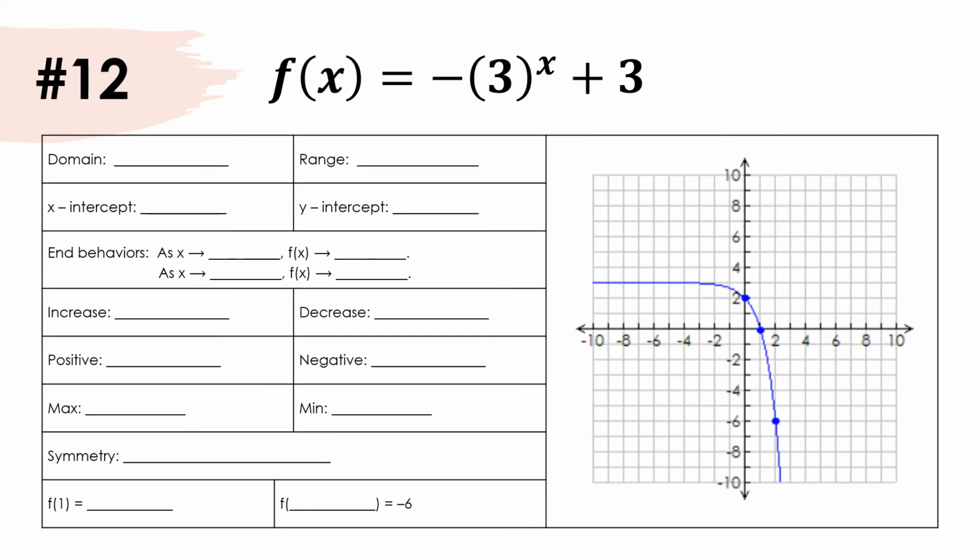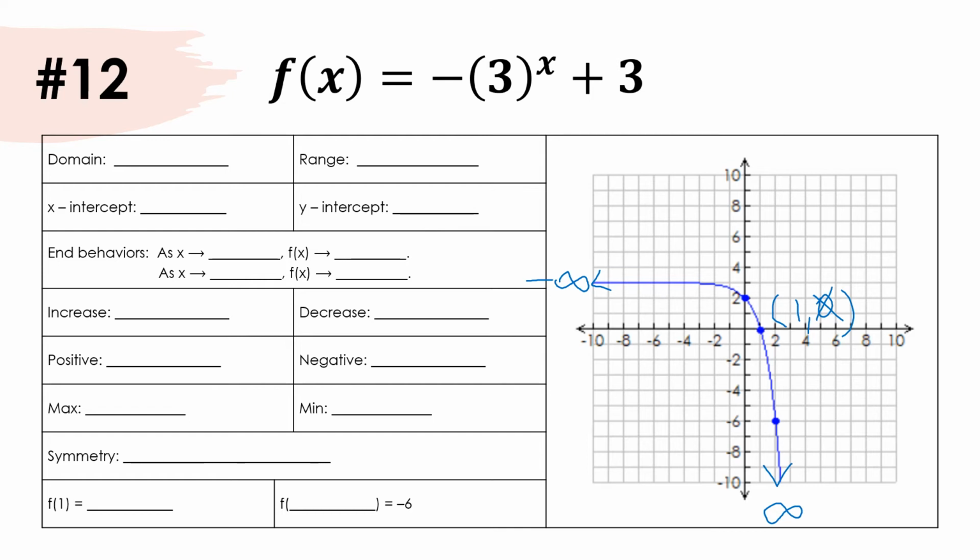All right, number 12 is a graph analysis problem. So you are using the graph to help you determine all of these things. I always suggest labeling your graph. If you need to, put arrows on the ends. The left end is negative infinity, the right end is positive infinity. I always suggest drawing the x-intercept as well and crossing out the 0 because we always use x.